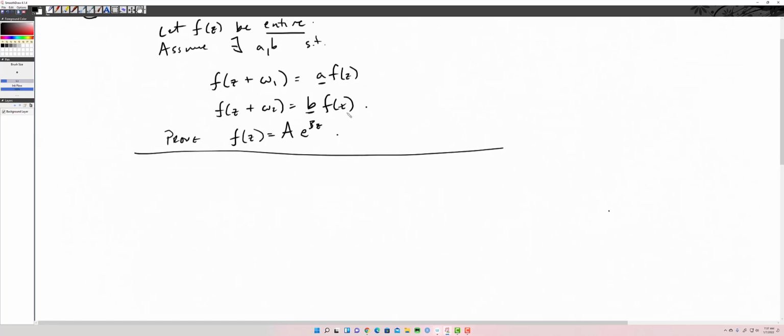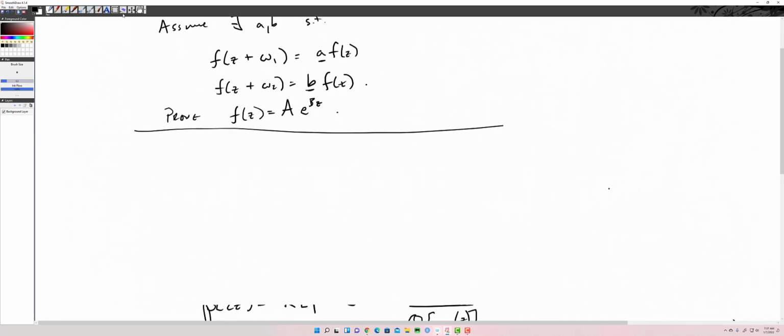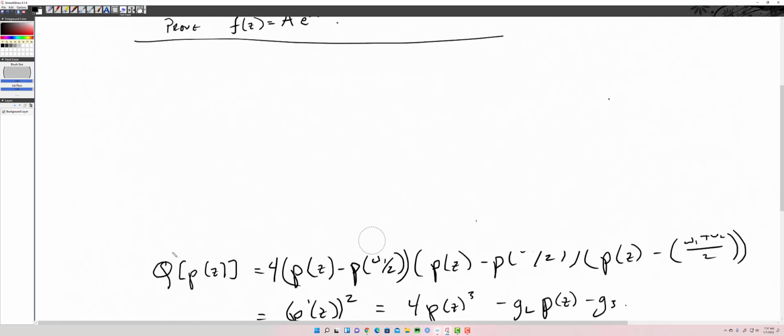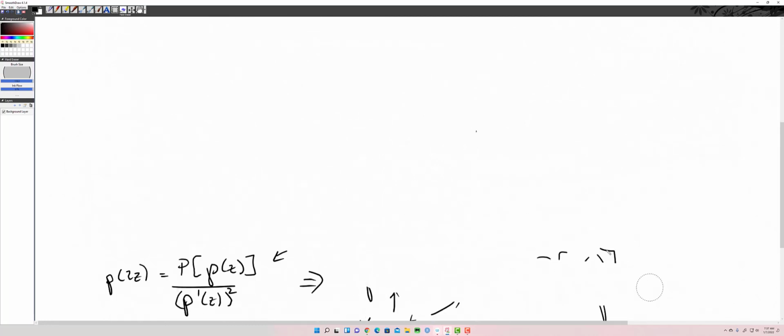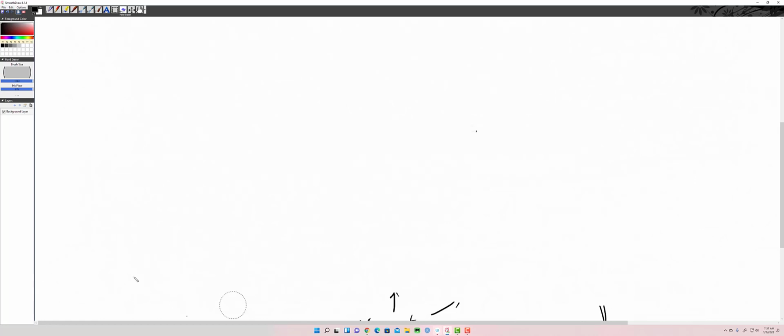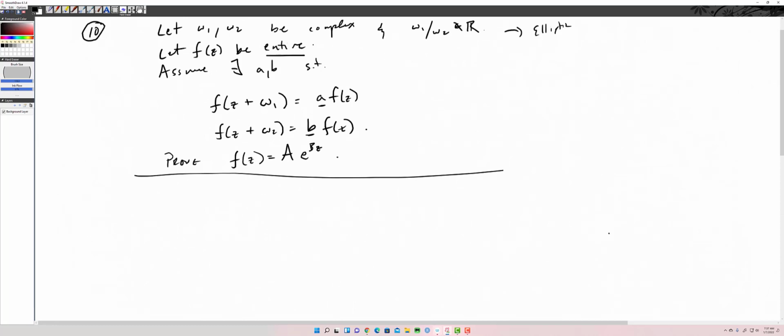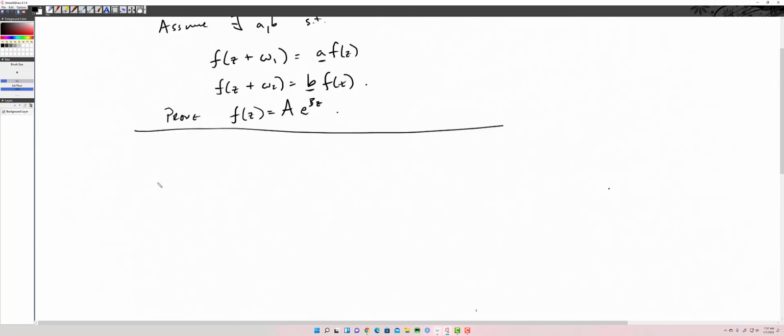Okay? Prove that f of z, oops, I still have some mess from the problem before. Prove that f of z is this exponential type thing. Okay? So here's what we're going to do. We're going to start, man, I didn't clean this up very well at all, did I? Okay, so we're going to start by thinking about what f of z could be. And this is kind of in efforts for one direction.